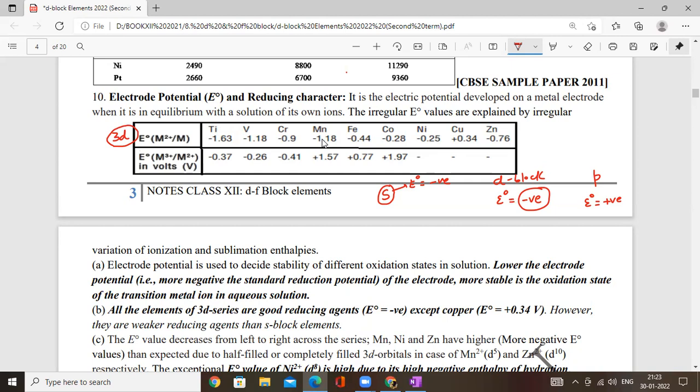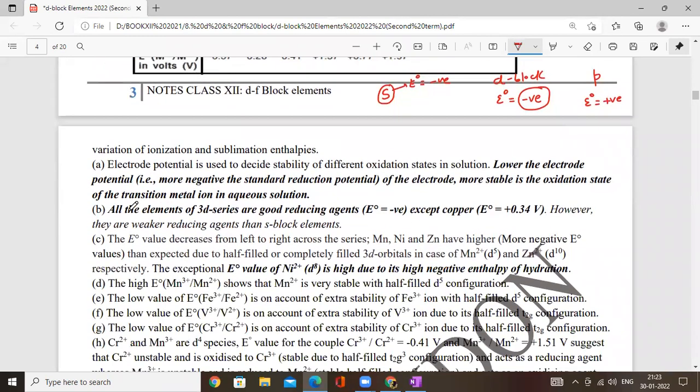If you look very carefully, all of them have a negative E naught value except copper. Copper has a positive E naught value. This is the most important question that we are going to discuss today. So let us start. Point number A.